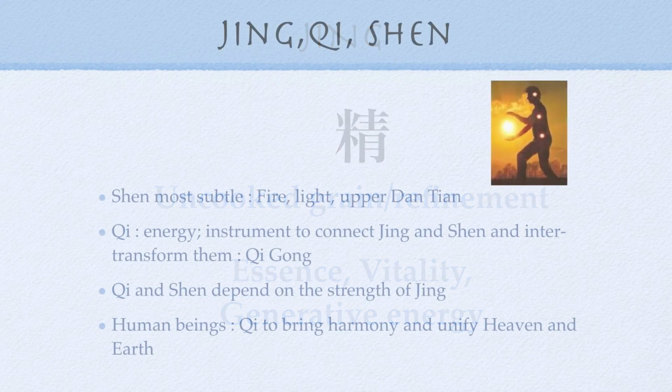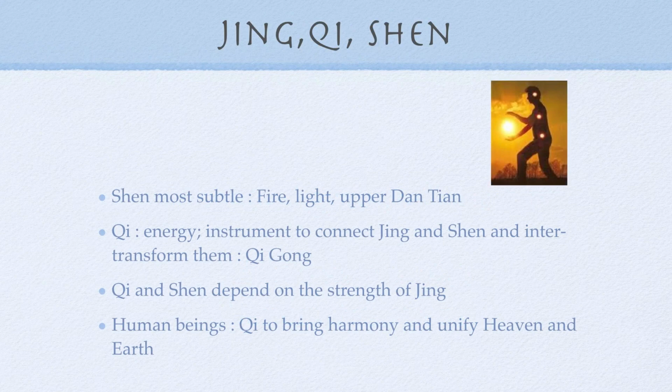So the Shen, which again we will see in our part 3, is the most subtle, and it's the equivalent of fire energy, light, and we find it in what is called the upper dantian. So dantian is basically the head and the upper torso. It's the upper part of the body.